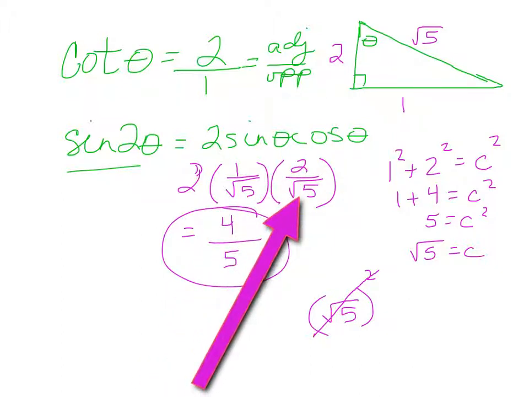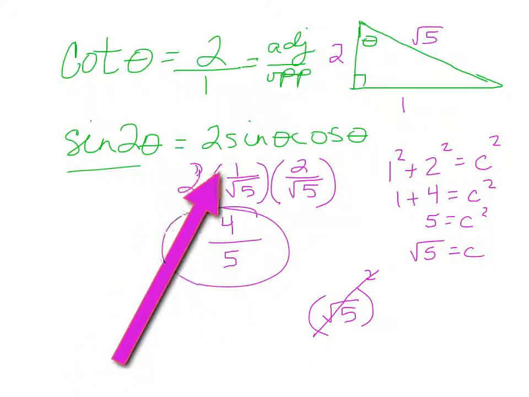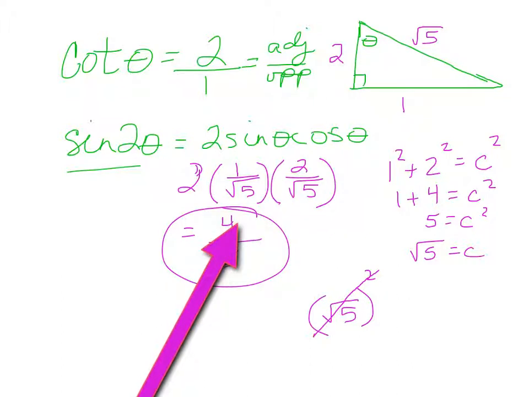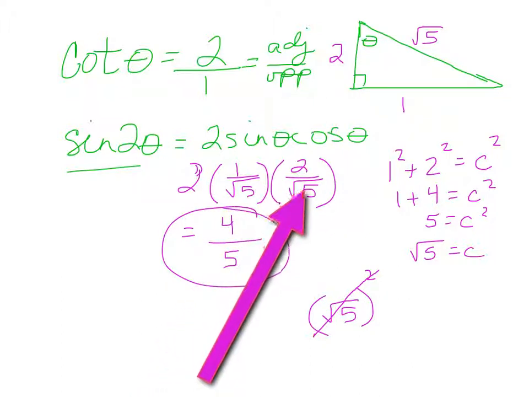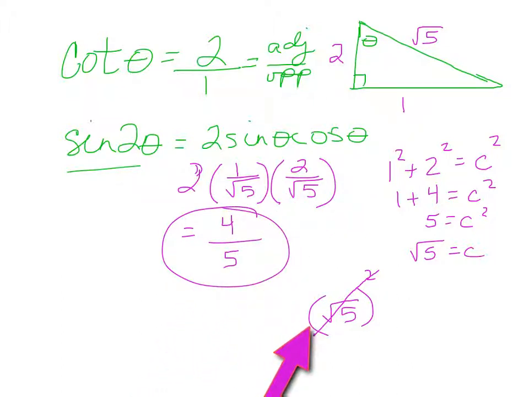Adjacent over hypotenuse. Multiply all together. 2 times 1 times 2 is 4. Square root of 5 times itself. We had this little discussion down here. That means the square root of 5 squared. Those are opposite operations. They cancel each other out, and you just get the 5.